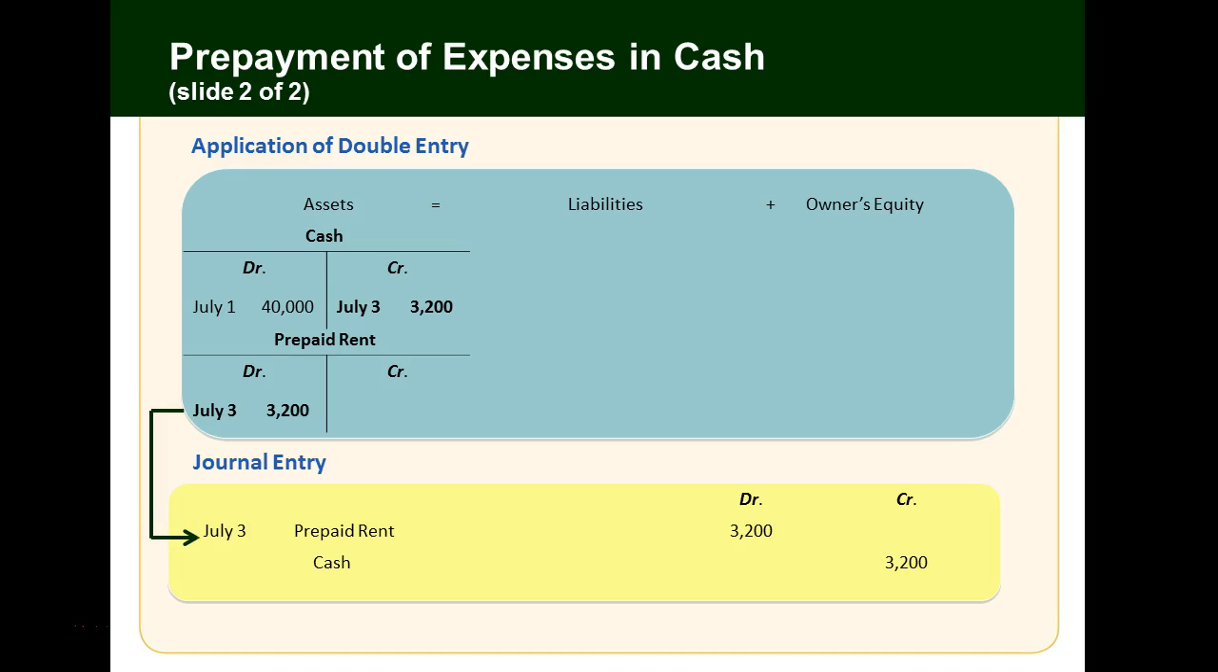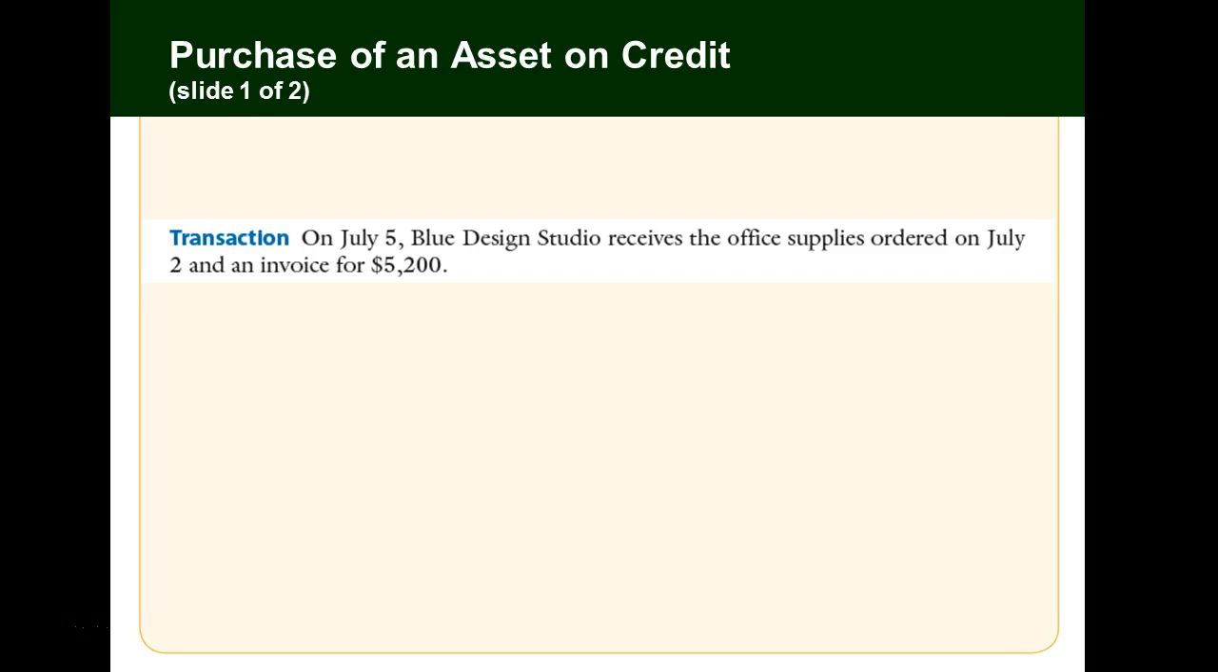Okay, so as you see here, this journal entry helps show the prepaid rent was increased $3,200. Do you see our journal entry shows a debit to prepaid rent? And our cash decreased $3,200. Do you see our journal entry shows a credit to cash of $3,200?